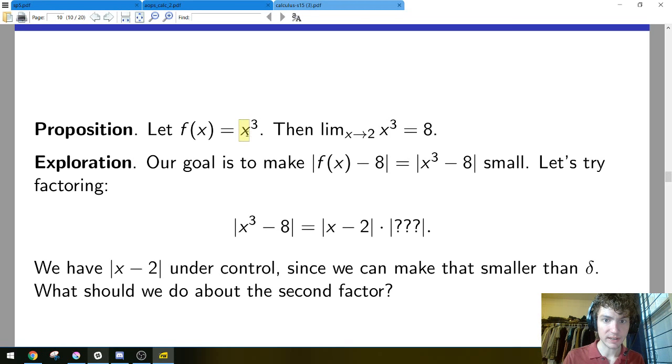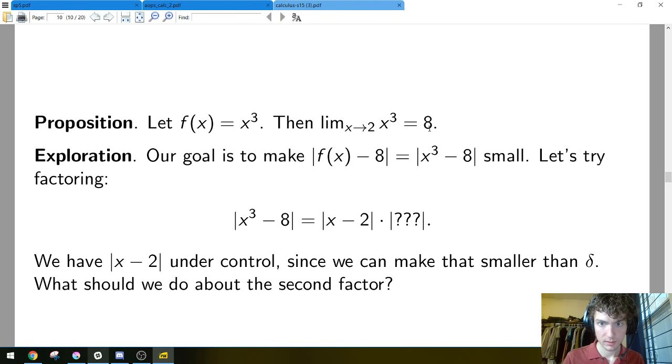Now it's x cubed, and we want to prove the limit as x goes to 2 of x cubed equals 8. This is very similar to the last one. I actually copy-pasted the first part of the exploration. Same thing. This is f of x minus L, the thing in the definition. We have to prove the absolute value of f of x minus L is smaller than epsilon. So our goal is to make this thing small.